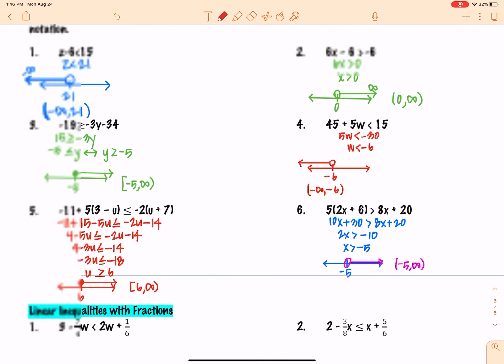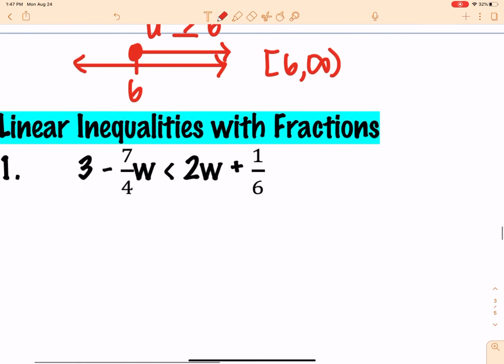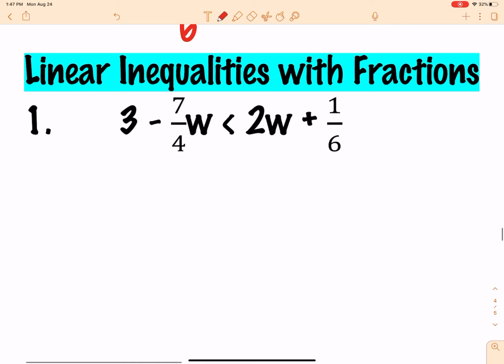All right, so the only difference between these and your fraction ones is that we're just making it complicated by reminding you guys to clear fractions. So remember, linear inequalities are the same thing as if you had an equal sign. And this is exactly what you guys did for number 1 on your warm-up today, right? You just cleared fractions and solved. Same idea, don't let the inequality part throw you.